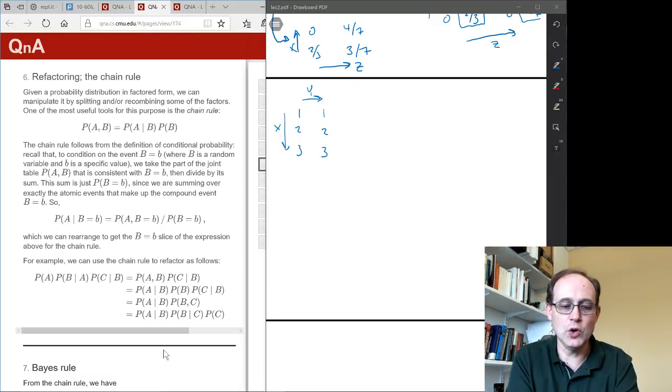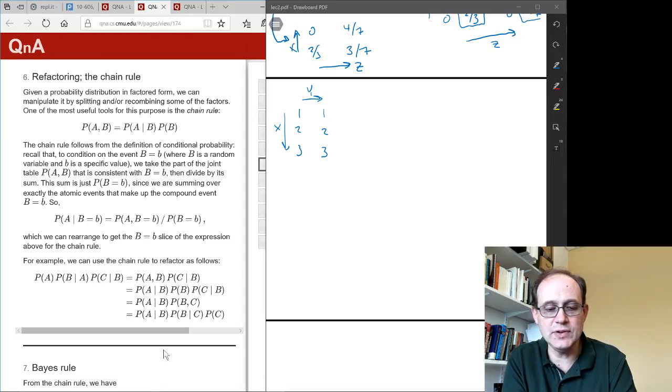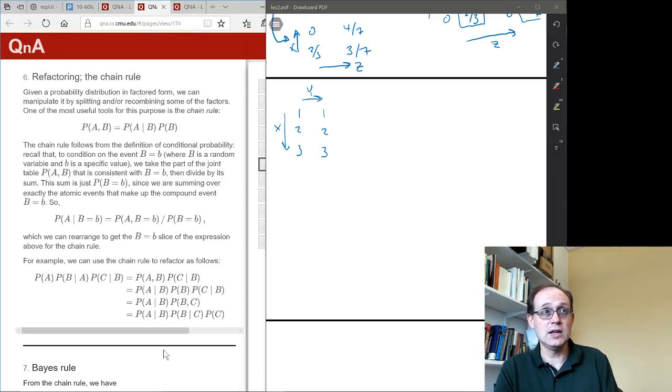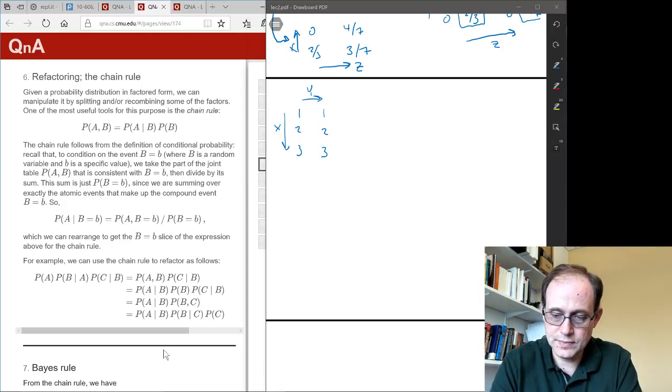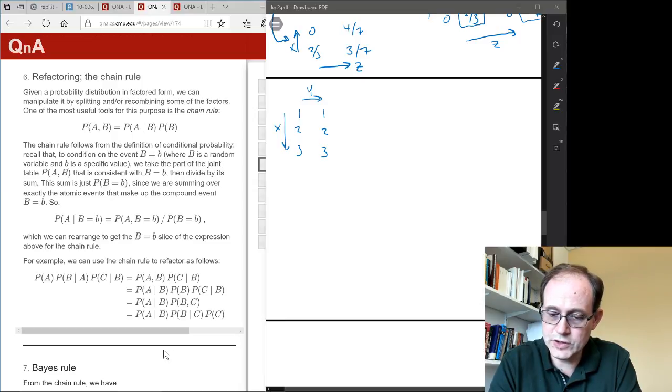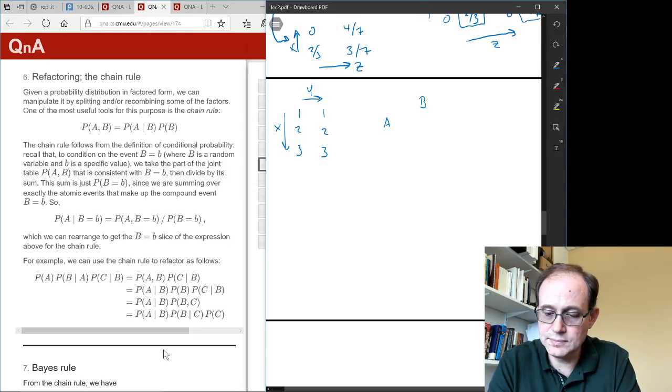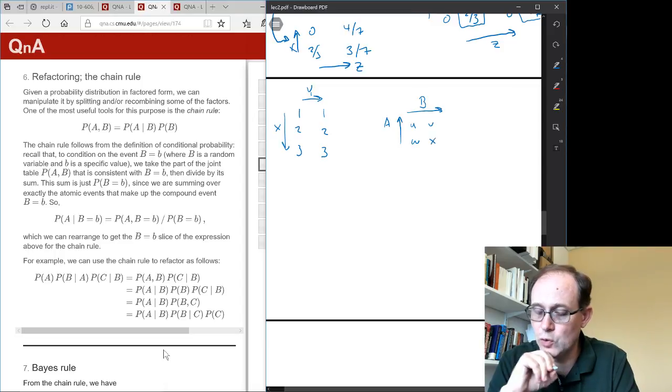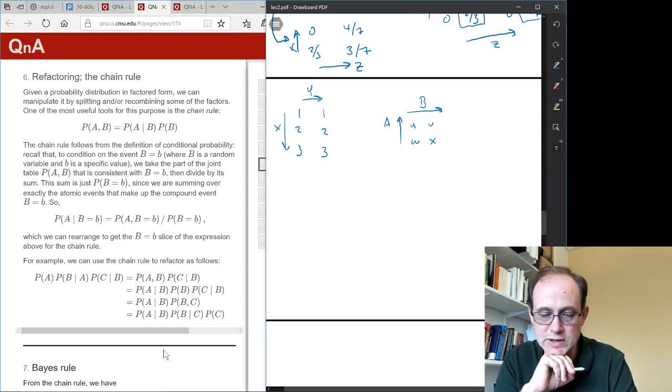So in general, it is always true that P of A, B is equal to P of A given B times P of B. And that is actually a direct consequence of the definition of a conditional probability. So let's just show how that works for a 2x2 example, right? So if we have a 2x2 table that has U, V, W, and X as its 4 entries for the 2 possible values of A and the 2 possible values of B.